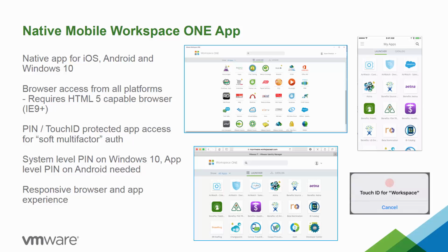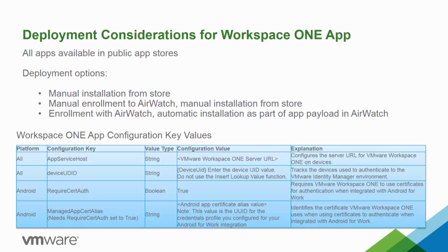Again, a system level PIN will be needed when it's used with Windows 10, and then an app level PIN for Android devices. The Workspace ONE app can be deployed in several different ways. The first is the manual install directly from the store. The second is to enroll manually through the AirWatch store. And then the third is to install automatically through the app payload installation of AirWatch.